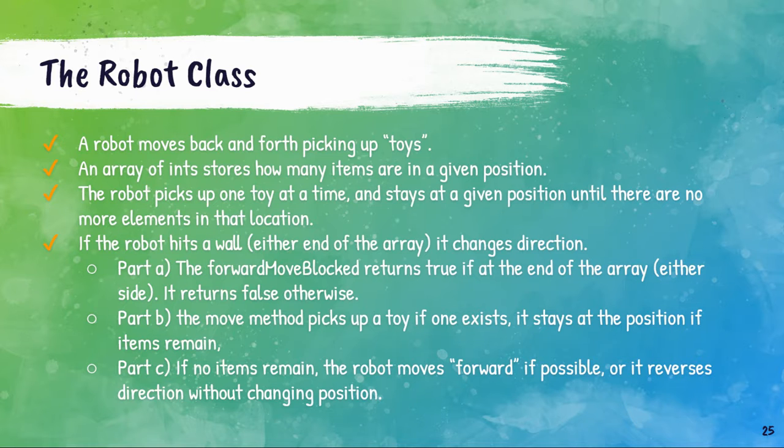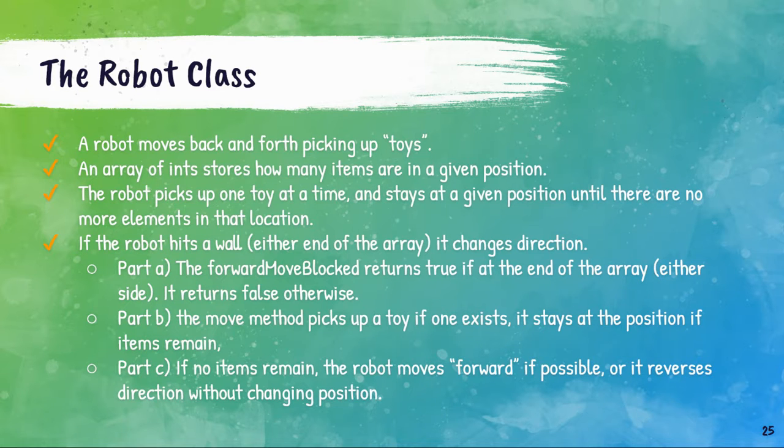In other words, the integer at that element is 0. And then there are these walls on either end. So it's going to traverse this hallway, I guess. And if it hits a wall at either end, the beginning or the end of the array, then it's going to change direction.